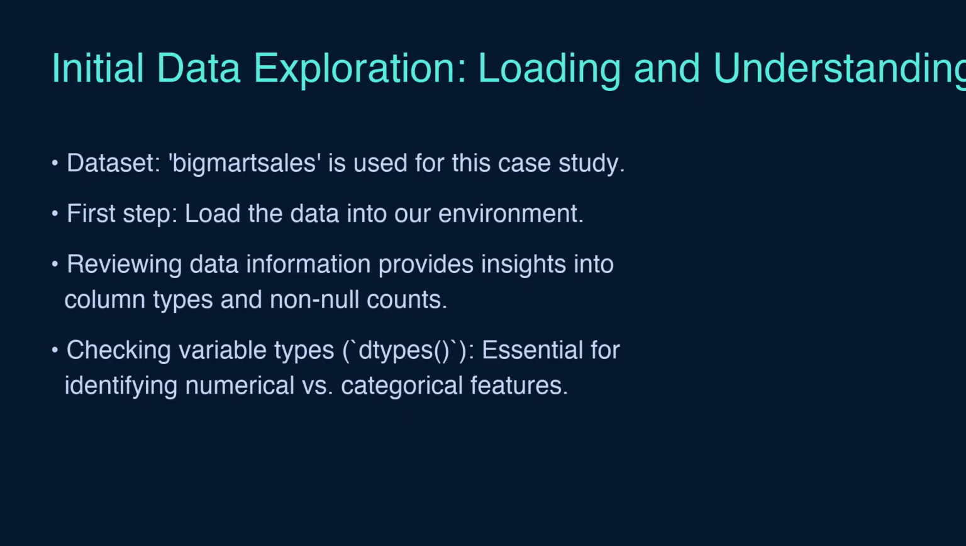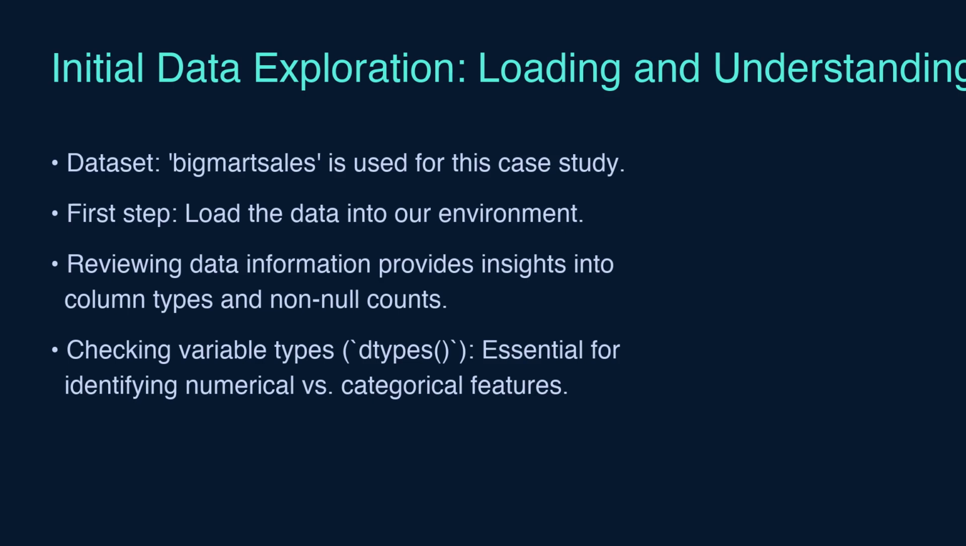The very first step in any data science project is to load and get acquainted with our data. We'll be utilizing the Big Mart sales dataset for our demonstration. Once loaded, it's crucial to perform some initial data exploration. This involves examining the dataset structure, looking at the first few rows, and getting a summary of its columns. Commands like df.info() in pandas are invaluable here, as they tell us about the number of entries, the names of the columns, the count of non-null values in each column, and their respective data types.